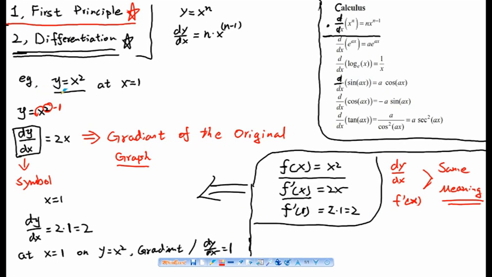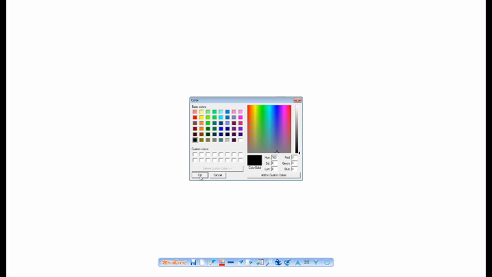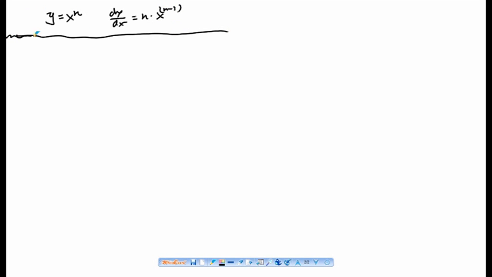I will do some more work on this formula. With this formula, y equals x to the power of n and dy dx equals n times x to the power of n minus 1, I can solve basically all the polynomial equations.